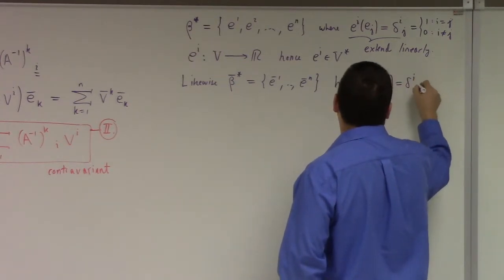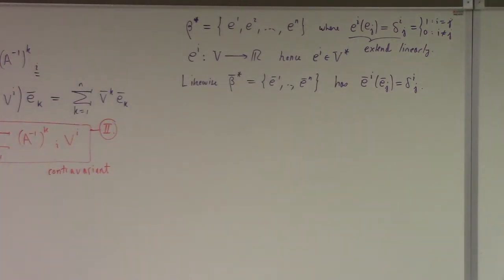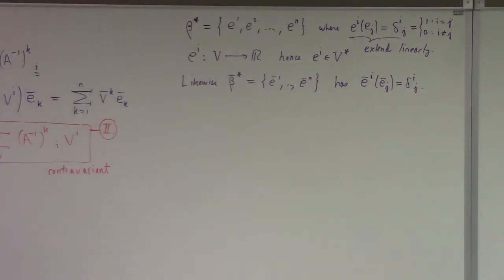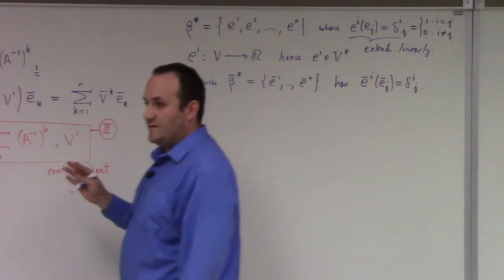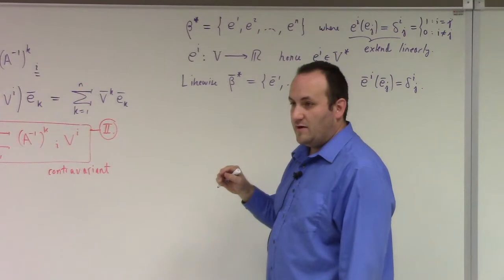This is the definition of the dual basis. So a natural question to ask is, how do the dual basis and the basis compare? Given that beta and beta bar have change of basis matrix Aij, we ask the question: what's the corresponding change of basis matrix for beta star and beta bar star, the dual bases? How do those compare?